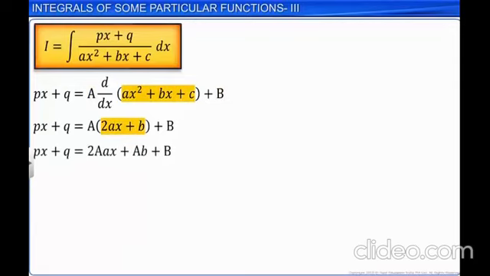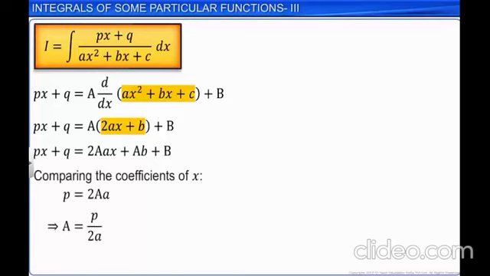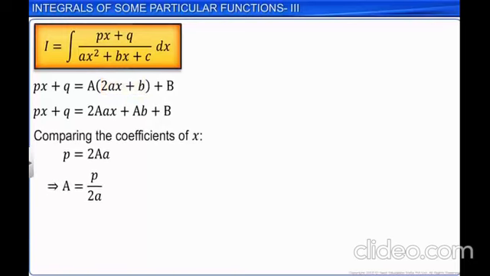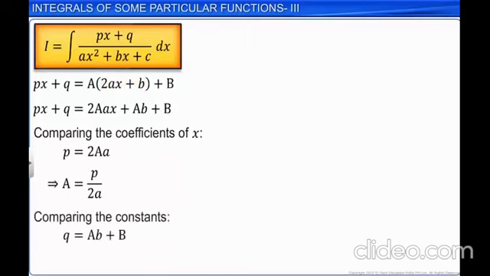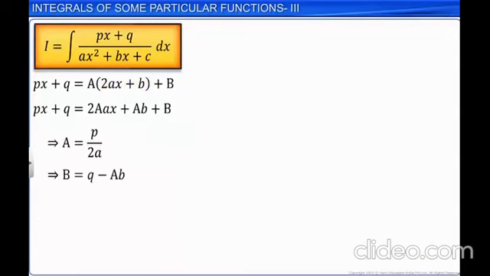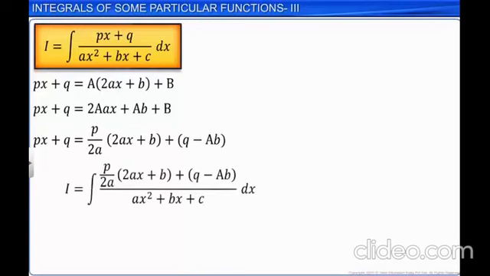On comparing, we get A is equal to p upon 2a. Similarly, B is equal to q minus Ab. So the numerator px plus q can be expressed as p upon 2a into 2ax plus b plus q minus Ab. The integral now takes the form as shown. It can further be written as the sum of two integrals.